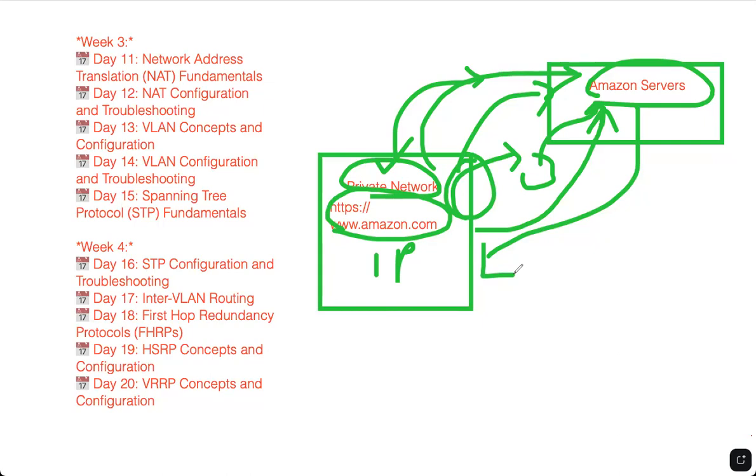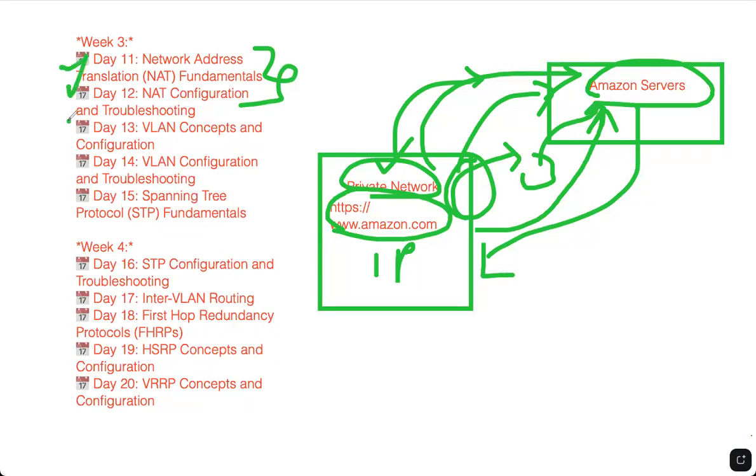So in every house, whatever devices you use will have a private IP that is local to your network. But when you're trying to go outside of your network, there should be a translation, which is the private to public translation used in networking with the NAT configuration. So we will discuss how we configure NAT, what the different types of NATs are, and all of that in day 11 and day 12.